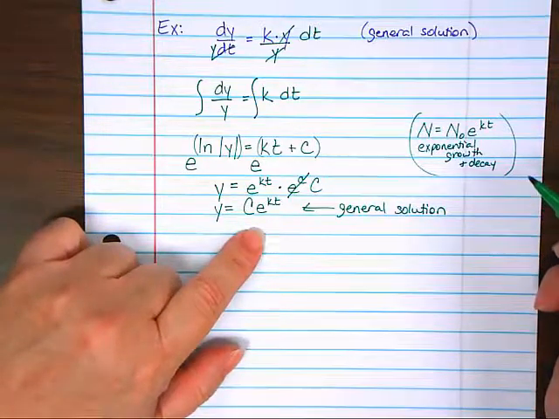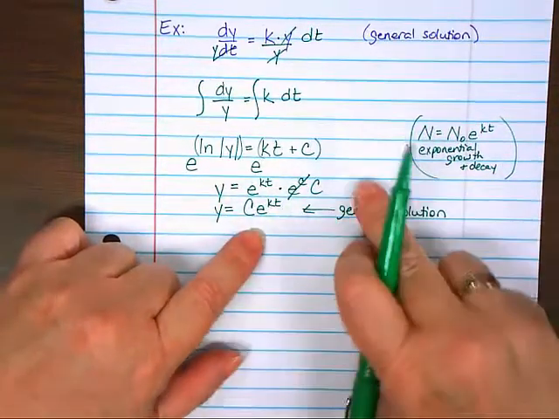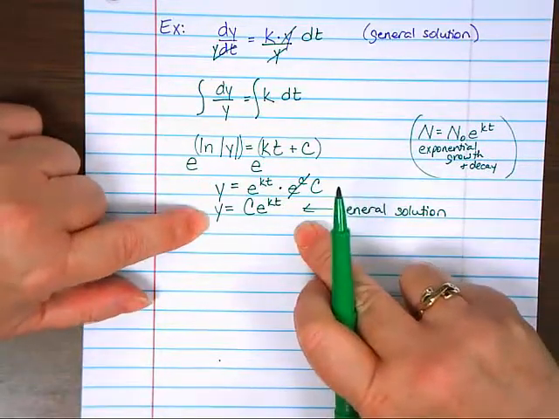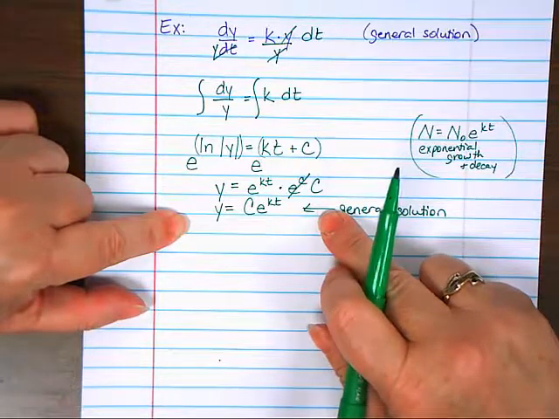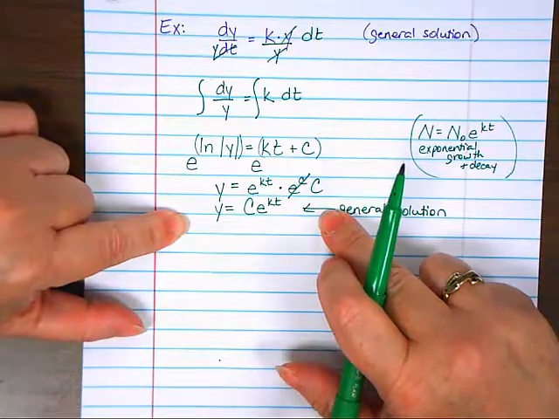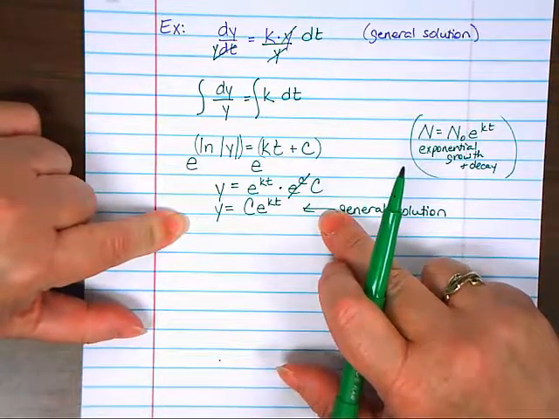Are there any questions about what I did? This process right here, going from here to here, or actually these last 3 steps, is big on the AP exam. Just be comfortable with that, and you're going to do it several times, so it'll just become second nature. Okay? Here we go.